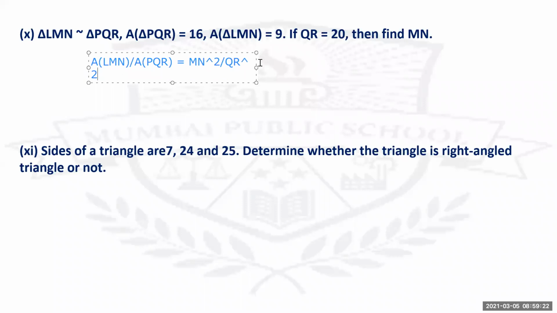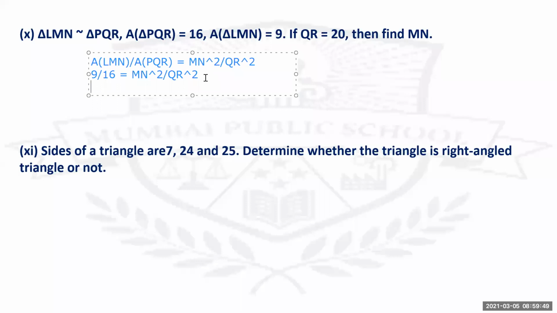So now in the next line, you just substitute the values. Area of triangle LMN is given as 9 upon 16 equals MN square upon QR square. Is this clear to all the students here? Any difficulty till here? Now you want the value of MN, you don't want the value of MN square.